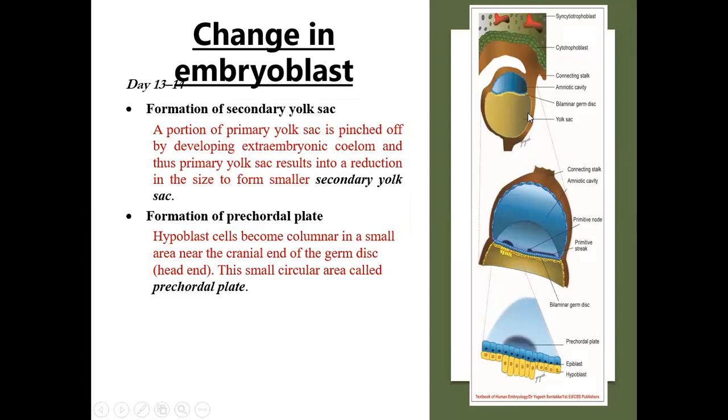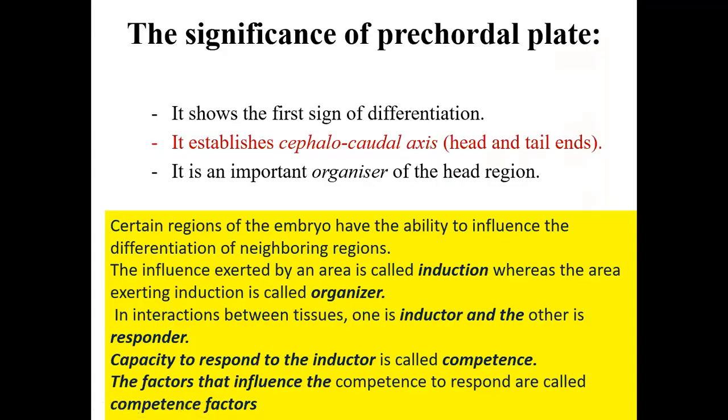Now, what are the changes in the embryoblast? There is a formation of the secondary yolk sac, which is formed from a portion of the primary yolk sac. It is being pinched off by the developing chorionic cavity. It will result in the formation of a smaller secondary yolk sac, and some of the cells of the hypoblast will get elongated. They will become columnar, and they will mark the formation of the prechordal plate, which marks the cephalic end of the embryo, and the rear end will be the caudal end. So it marks the cephalocaudal axis of the embryo.